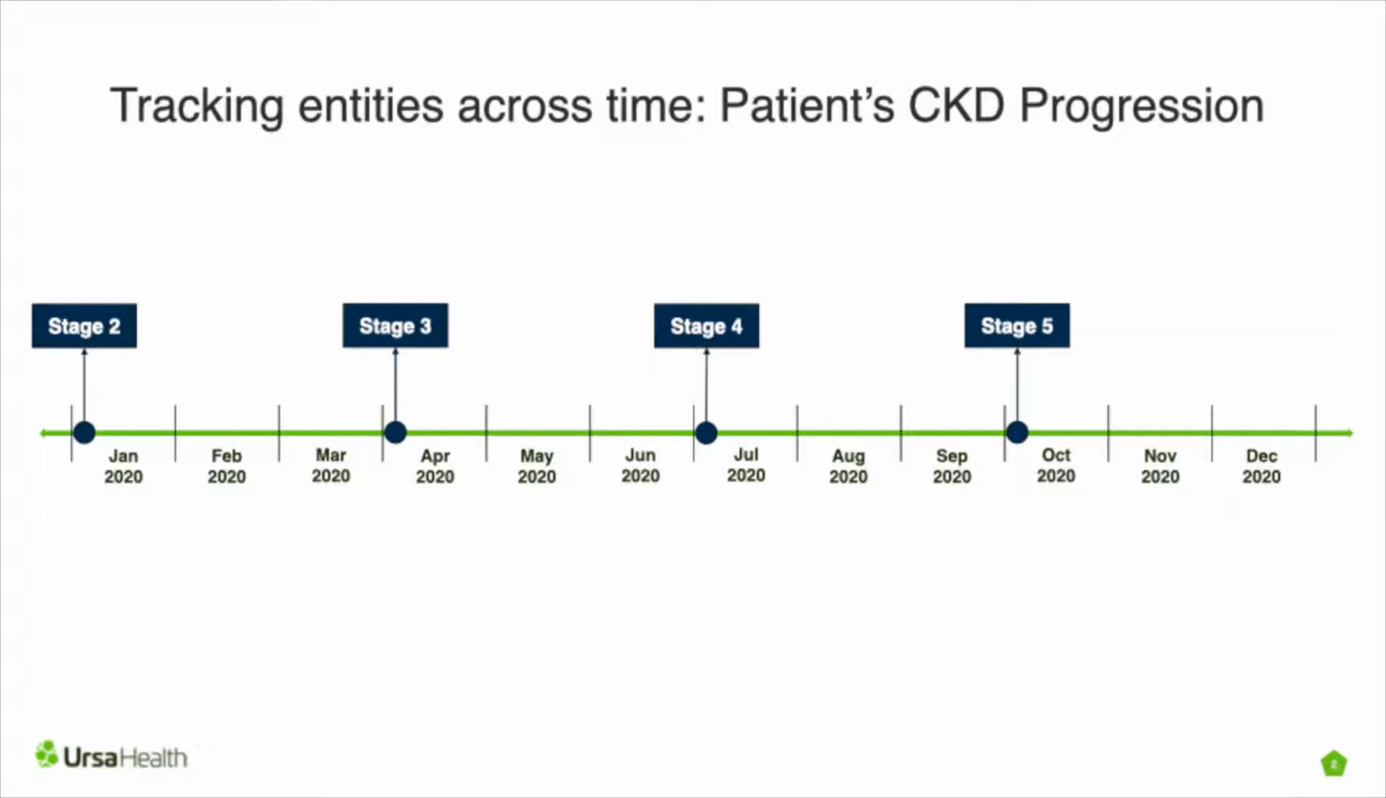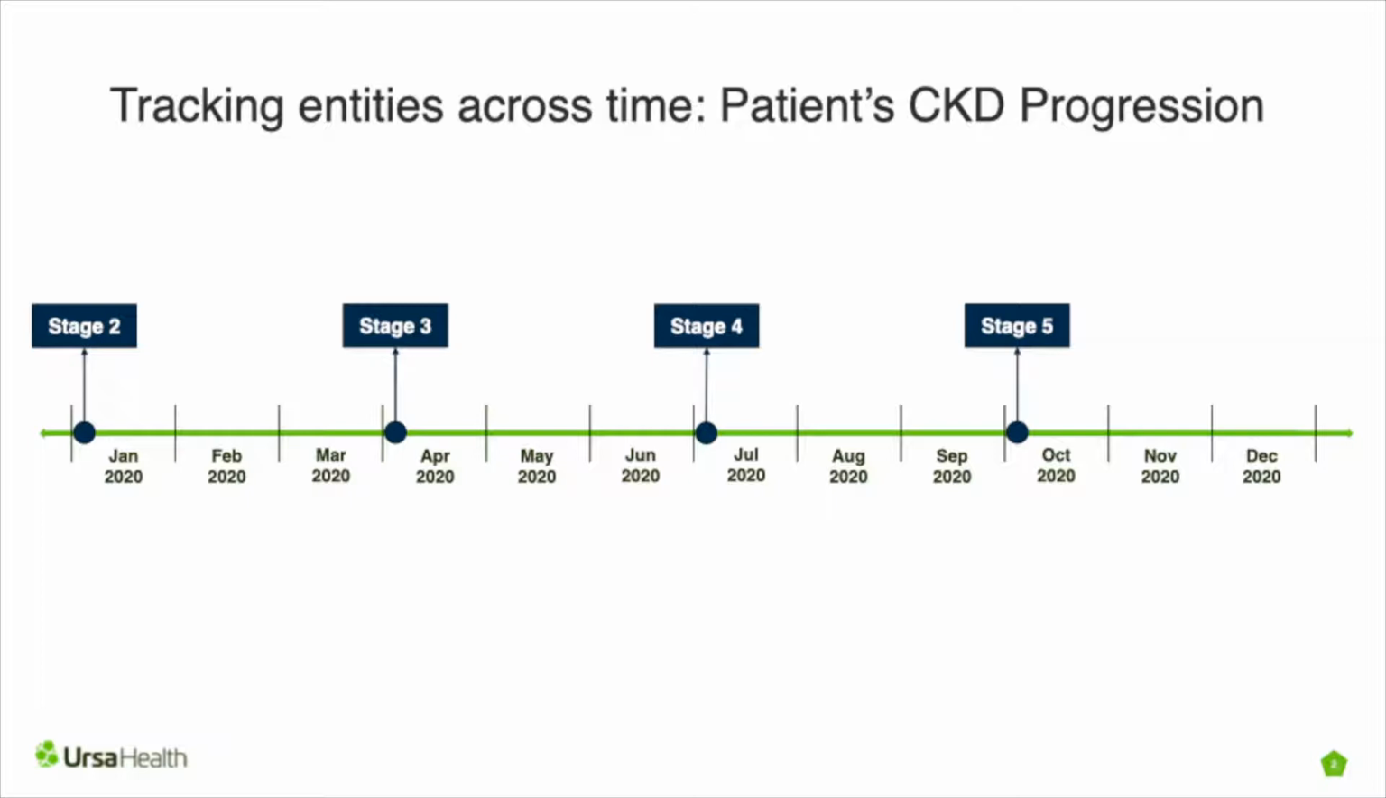For example, imagine a patient with multiple comorbidities who exists in your data across a 1-year period from January 1st, 2020 to January 1st, 2021. Let's say that over the course of the year, the patient progresses through several stages of chronic kidney disease. They progress from being a CKD stage 2 patient in the beginning of the year to being stage 3 as of April 1st, stage 4 as of July 1st, stage 5 as of October 1st, and so on.